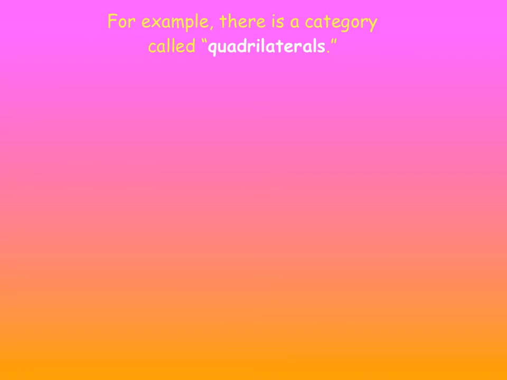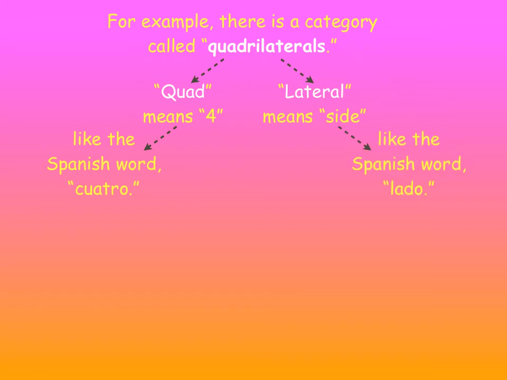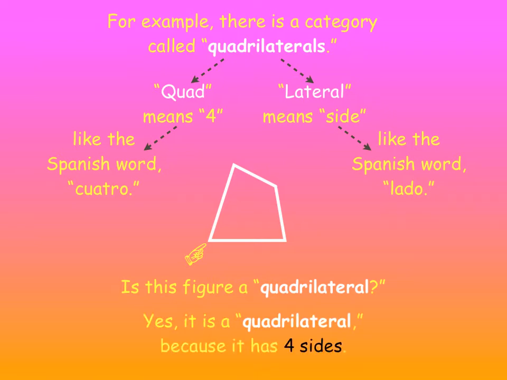For example, there is a category called quadrilaterals. Quad means 4, like the Spanish word cuatro. Lateral means side, like the Spanish word lado. So quadrilaterals means it has 4 sides. So what do you think? Is this figure a quadrilateral? Yes, it is a quadrilateral because it has 4 sides.